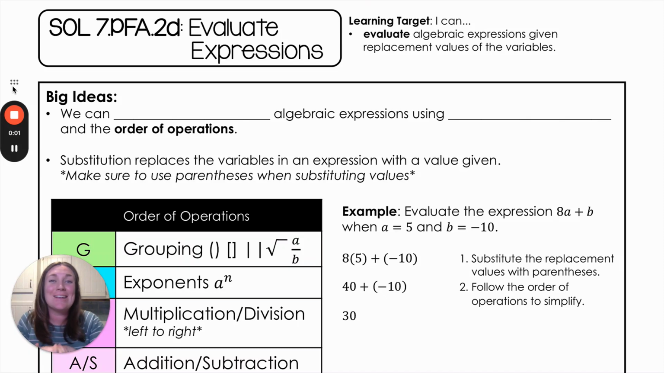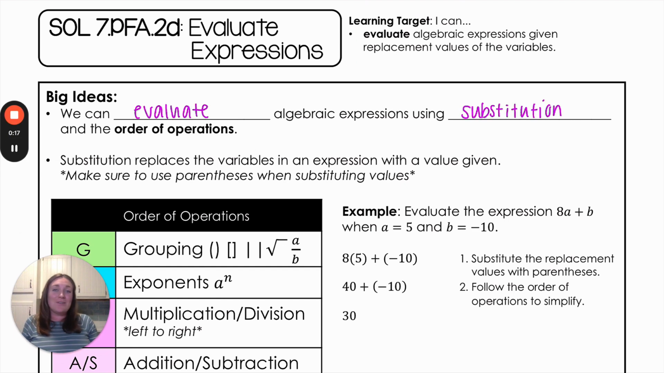Hello everyone. Today we are talking about how to evaluate expressions. So we already talked about what an expression is. We've already talked about the order of operations and how we can simplify them. So today we're going to talk about what this word evaluating means. So we can evaluate an algebraic expression using something called substitution.